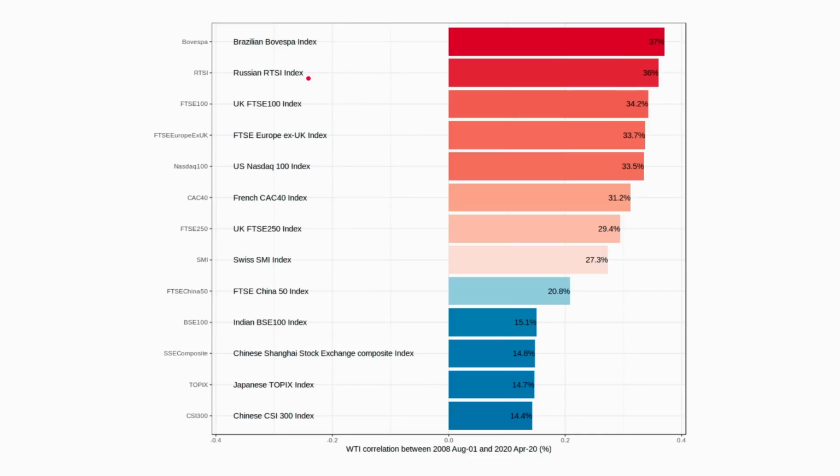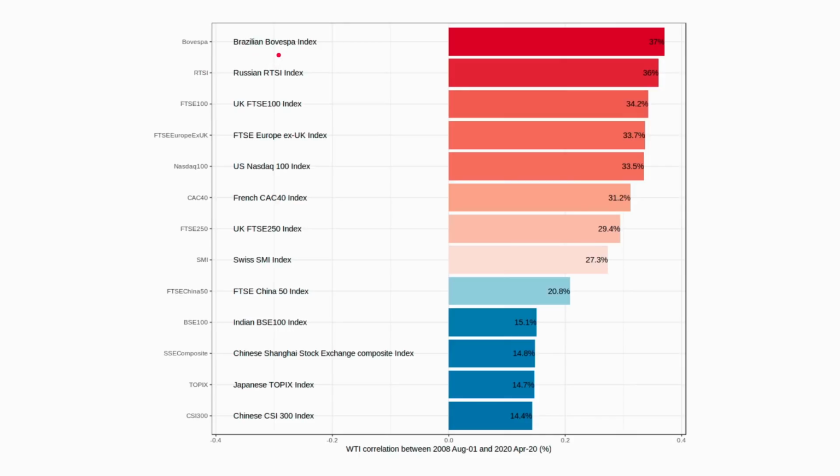If we look at country indices, for which there are many cheap passive trackers, I've plotted the correlation between those indices and the price of WTI between 2008 and 2020. The ones which have highest oil exposure are the ones which have the greatest number of oil companies in the index.